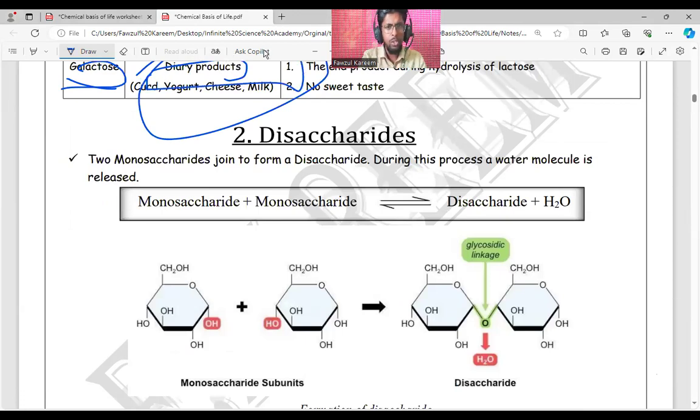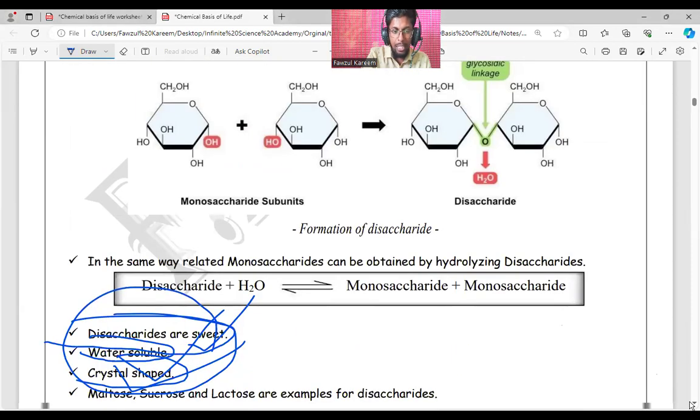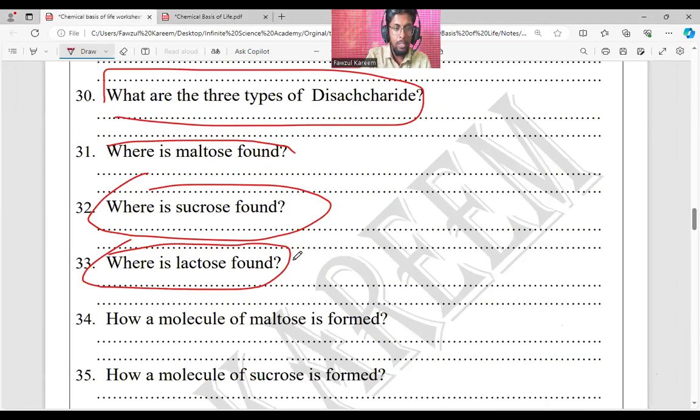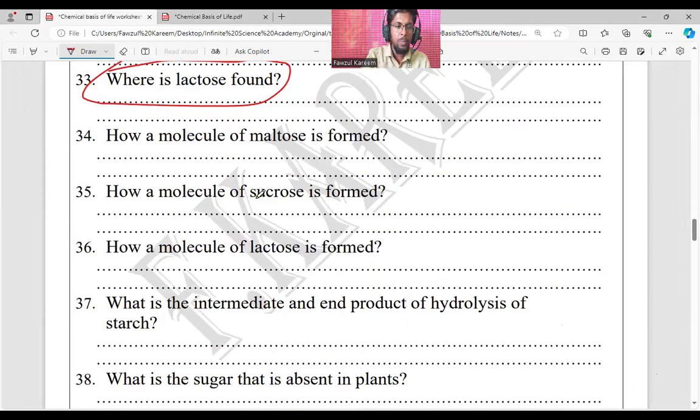The galactose is also in the dairy products. Lactose also in the... Okay, Zikra and Priya. Yes, very good. So the lactose and galactose are found in the dairy products. Then, can you explain how a maltose molecule is formed?